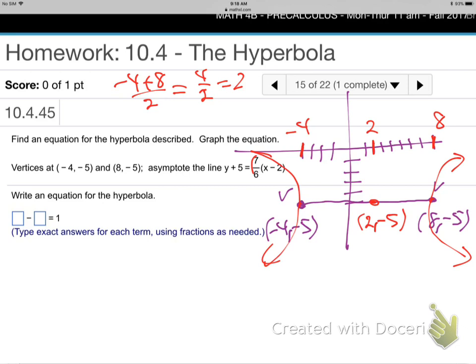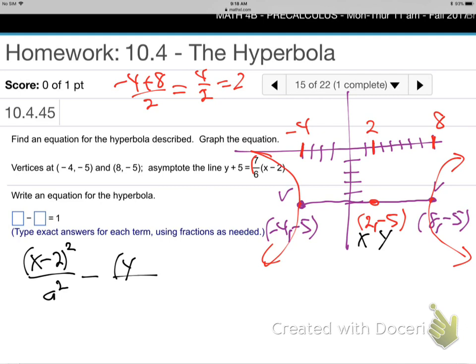Remember, the center turns into the opposite in the equation, in the parentheses with X and Y. So this is X, this is Y for the center. So it'll become X minus 2 squared over, oh, and it's right, left, so X's in the front, isn't it? If the hyperbola goes up, down, then you put Y squared in the front. Remember, the order matters for the hyperbola, because you have a minus in between.